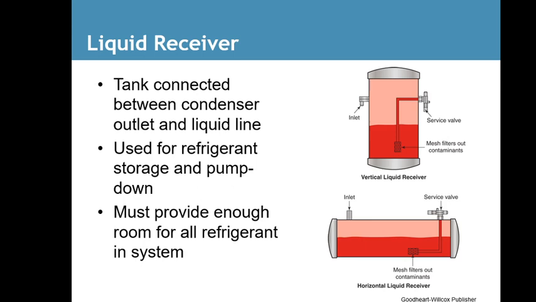Liquid receivers. A tank connected between the condenser outlet and the liquid line, used for refrigerant storage and pump down, must provide enough room for all refrigerant in the system. You can see the pictures a little bit better in your book than you can on this slide.